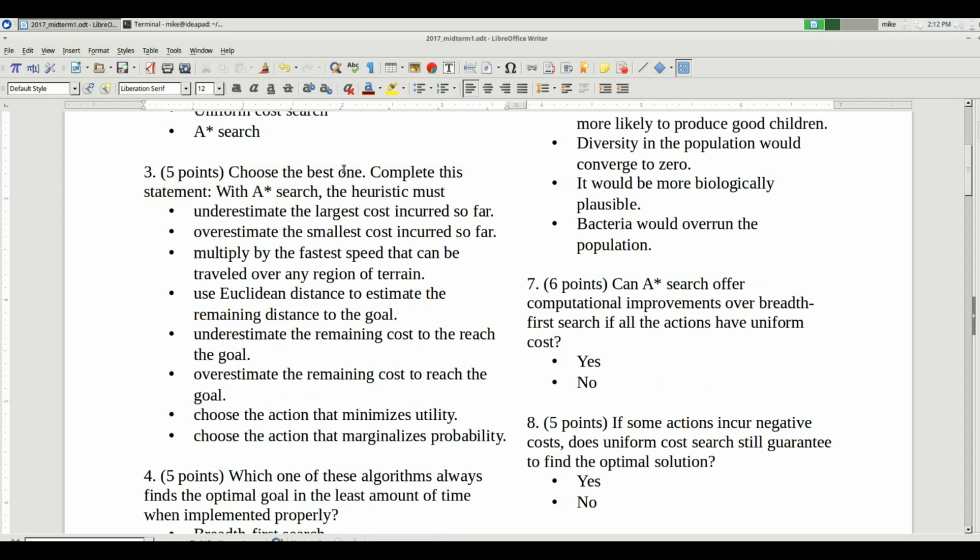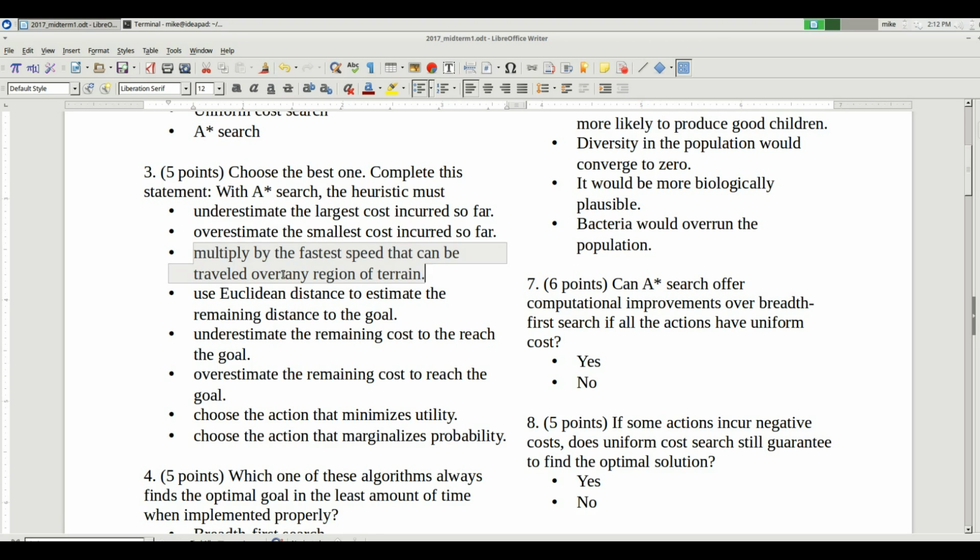Choose the best action. Complete this statement. With A* search, the heuristic must underestimate the largest cost incurred so far. We know the cost incurred so far with precision. Why would we want an estimate of it? Right? Okay. Why would we want to overestimate it? That doesn't make sense either. Does it multiply by the fastest speed that can be traveled over any region of terrain?